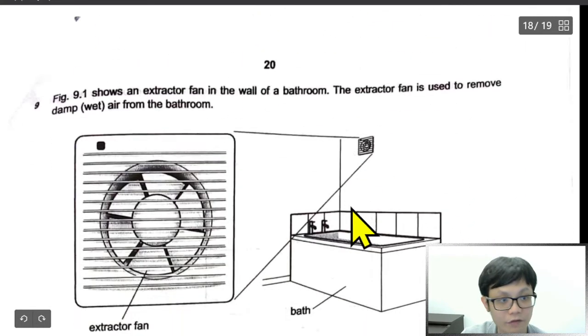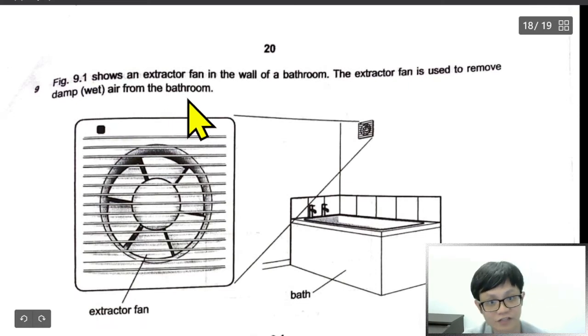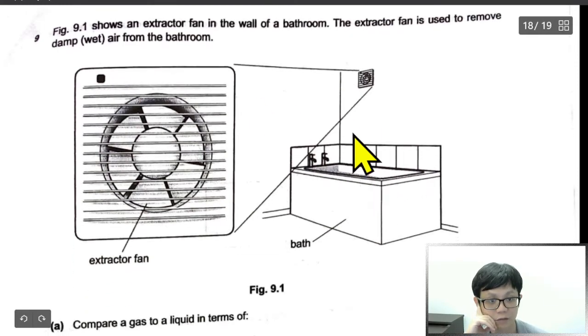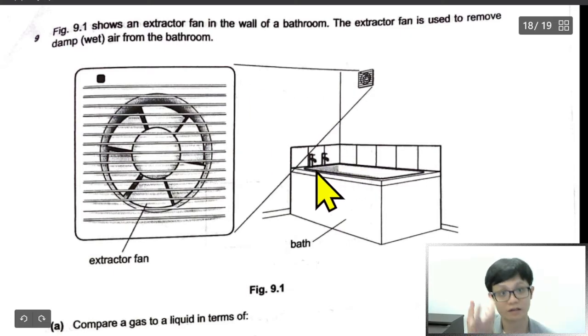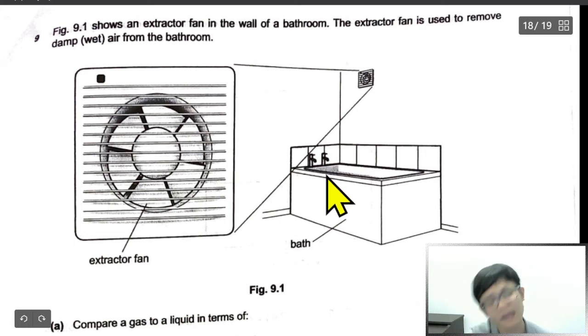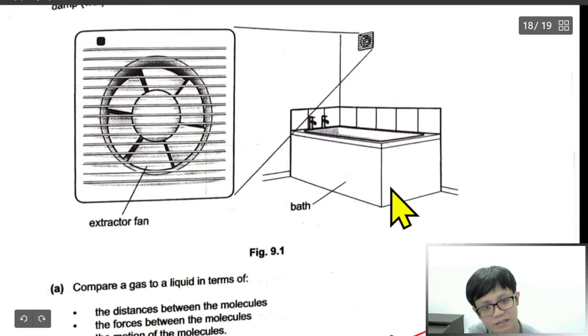Okay, moving on. Figure 9.1 shows an extractor fan in the wall in the bathroom. The fan is used to extract the damp air from the bathroom. I think almost all bathrooms have this. So that we can take away all the damp air, because we also don't want the air to go into the light. If your toilet light always spoils, maybe your toilet is too damp, so the water vapor will go into the light and cause a short circuit. So this is a typical good bathroom.